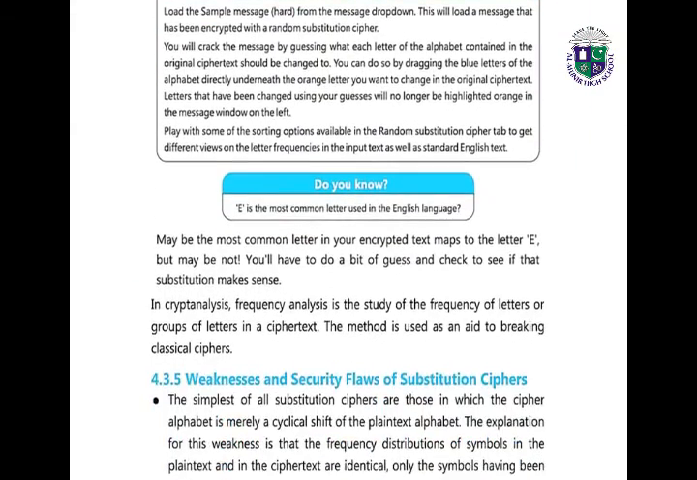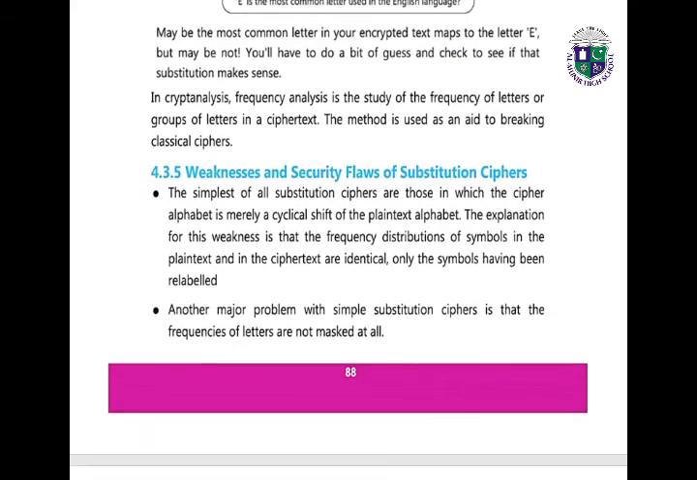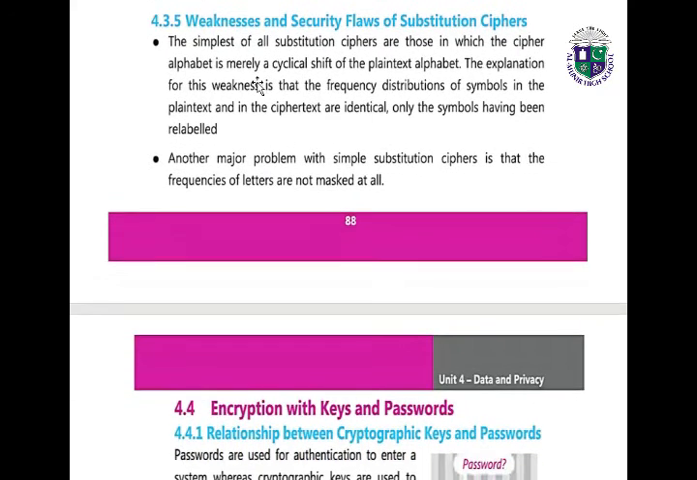Activity 4.5. Do you know E is the most common letter used in the English language? Maybe the most common letter in your encrypted text maps to letter E, but maybe not. You will have to do a bit of guess and check to see if that substitution makes sense. What are the weaknesses? The simplest of all substitution ciphers are those in which the cipher alphabet is merely a cyclical shift of the plain text alphabet. The explanation of this weakness is that the frequency distributions of symbols in the plain text and the cipher text are identical.